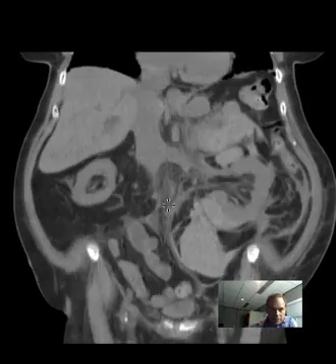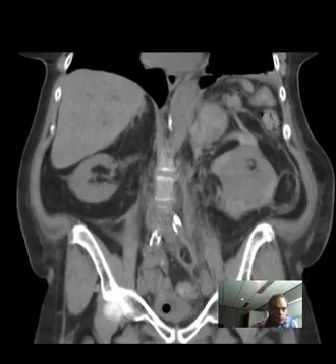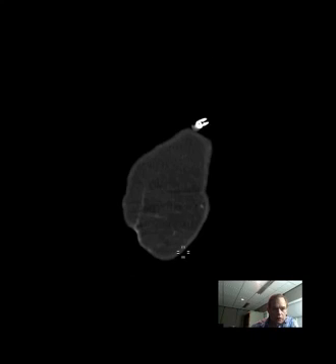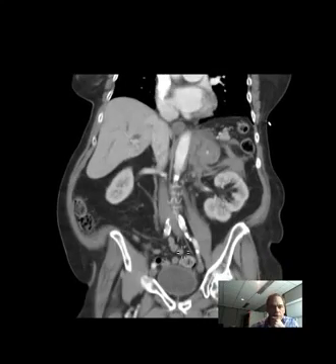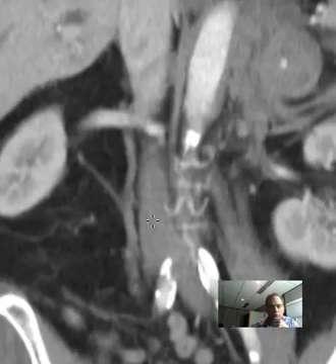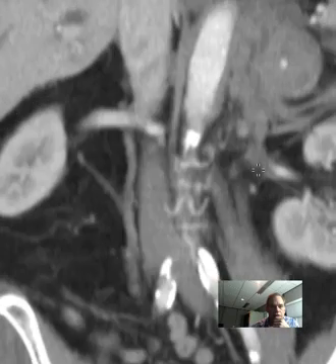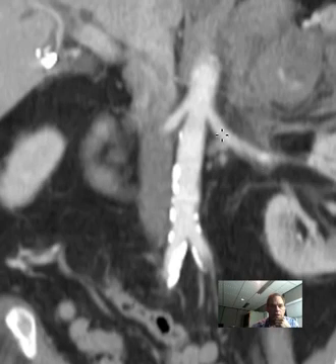But back to the anatomy in question. Let's see if I can get a coronal. Here we go. There we go. The contrast. All right. So let me see if I can zoom in here a little bit. Okay, so now here we are going forward.